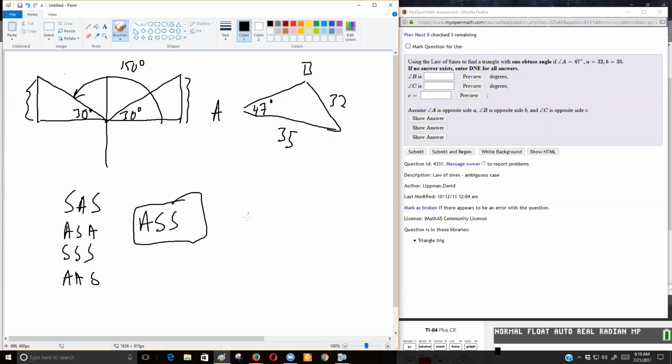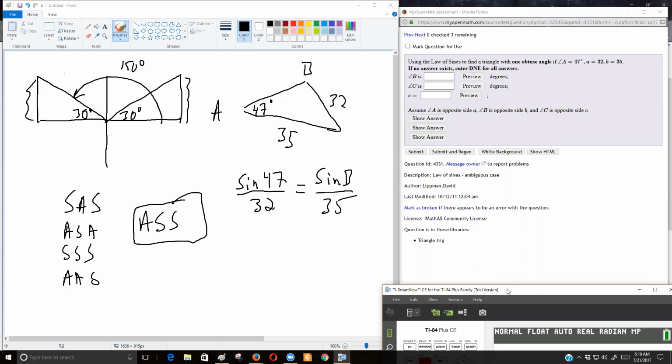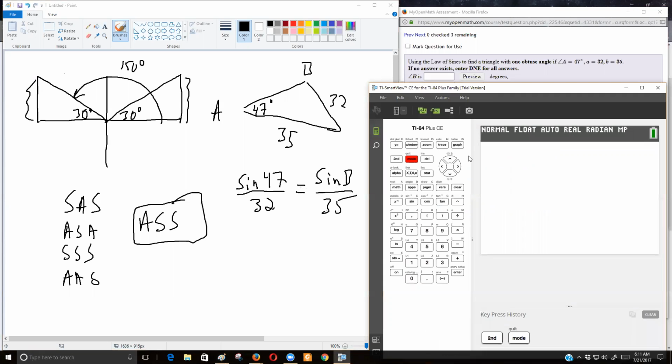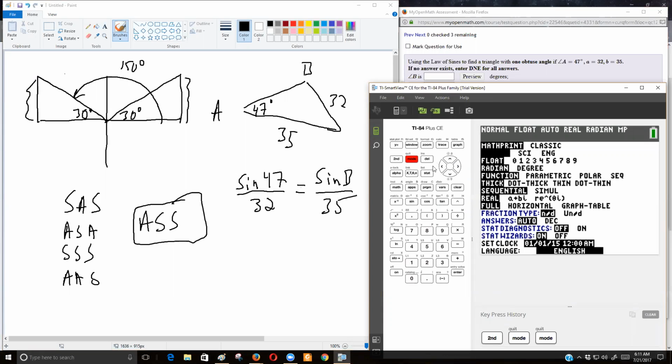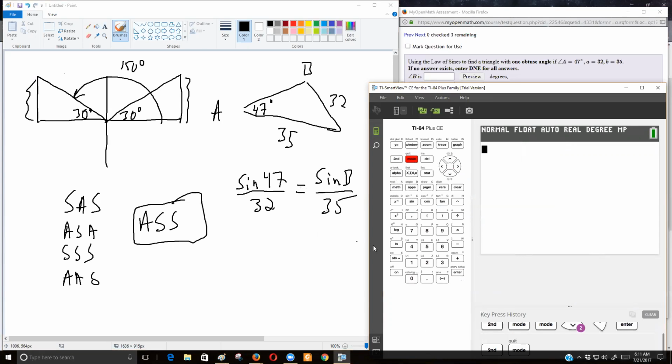When I set up my law of sines, I like to write the sine on top. So sine of 47 over 32 equals the sine of angle B over 35. Now if I grab a calculator, I've got to change the mode. I'm working with triangles and angles, so I need degree mode. Then I'm just going to cross multiply and divide.